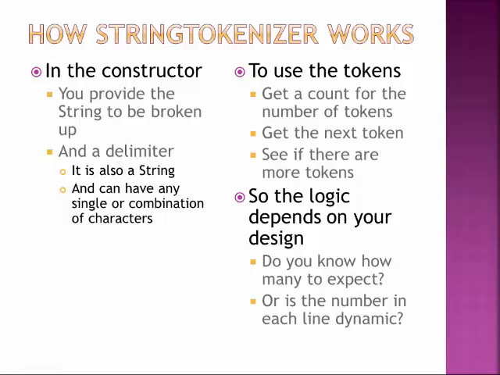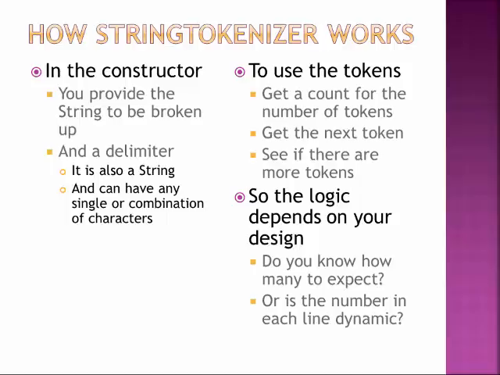So again, the delimiter would be either the comma, the exclamation point, or the ampersand character inside of there. Once I have the constructor completed, it can tell me how many tokens I have. It'll let me get the next token. It'll let me ask, are there more tokens out there? Loop through them.